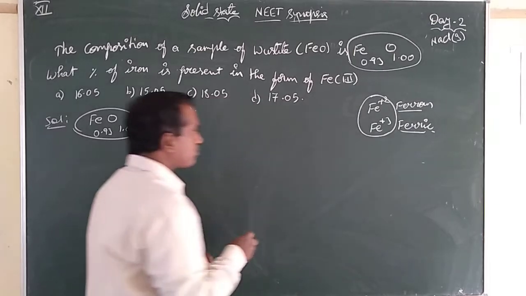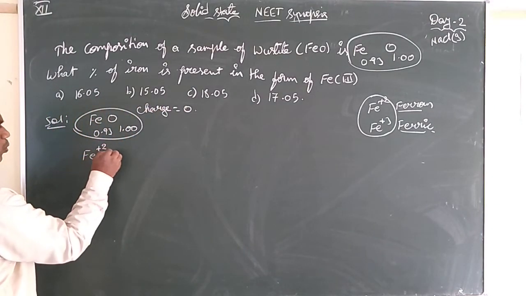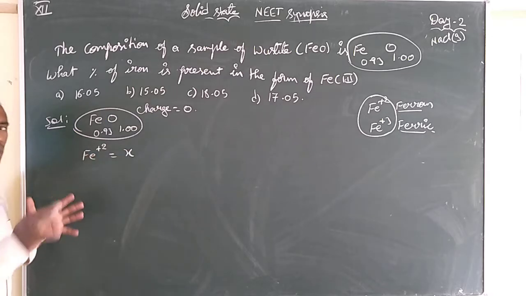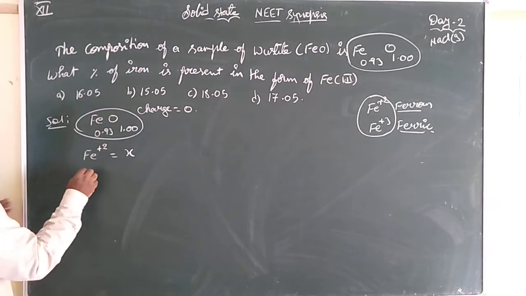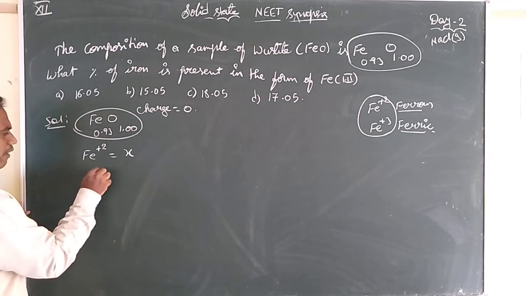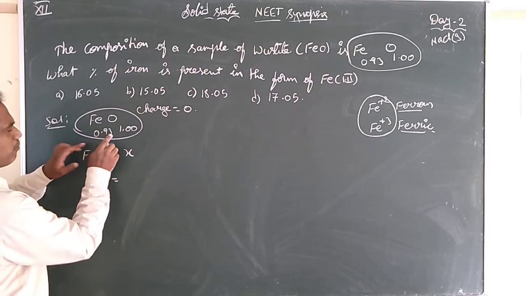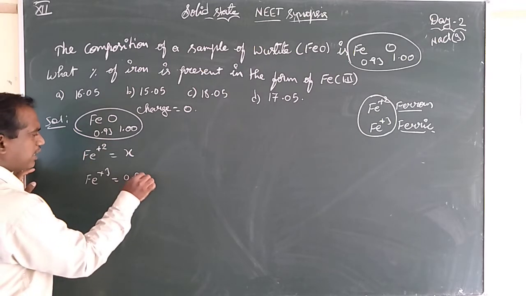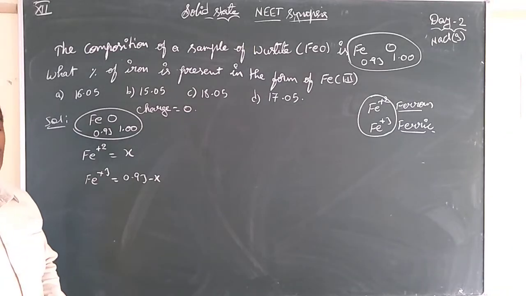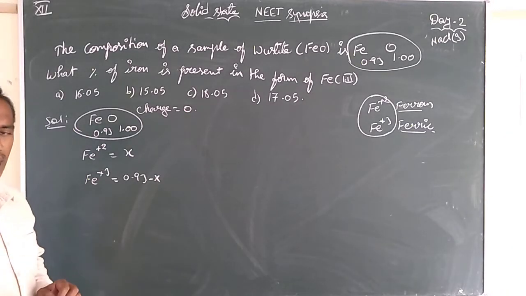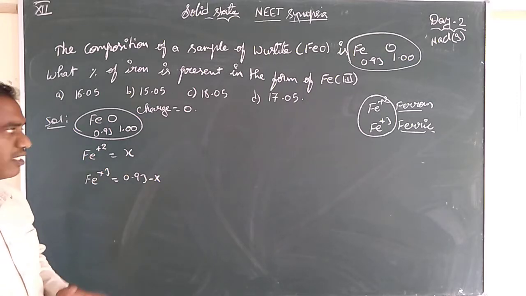Let us see the iron which is in the Fe+2 state. We don't know the amount, so let it be x. And the iron that is present in the Fe+3 state: from this 0.93, if you remove the x, then the remaining will be Fe+3. So here, first of all, we want to know what is the x.